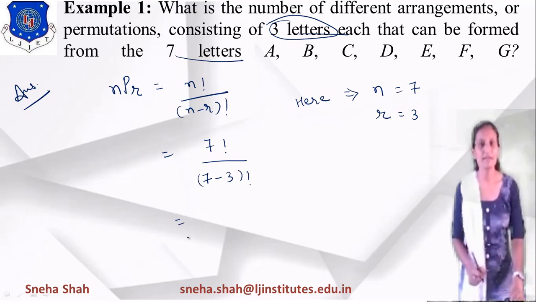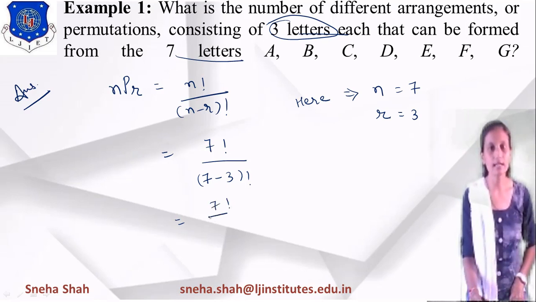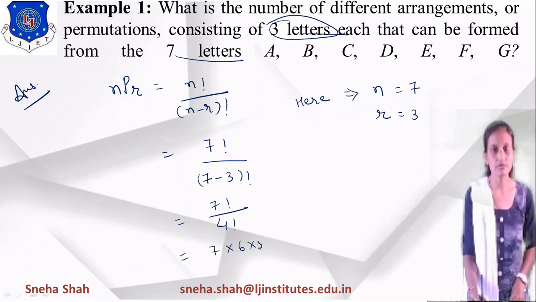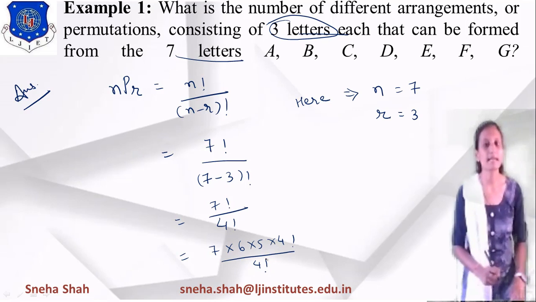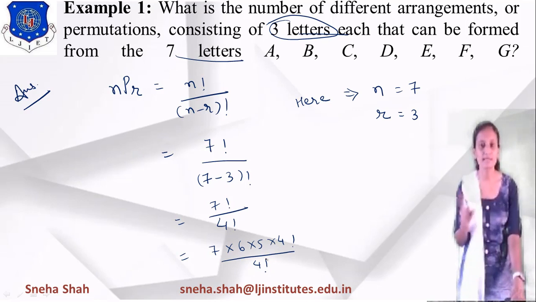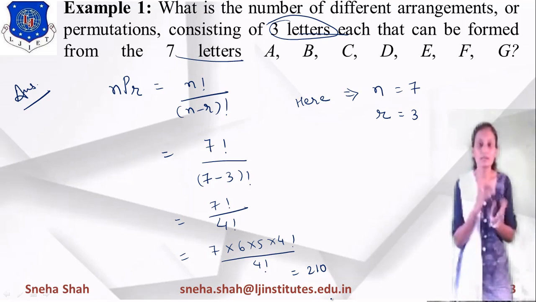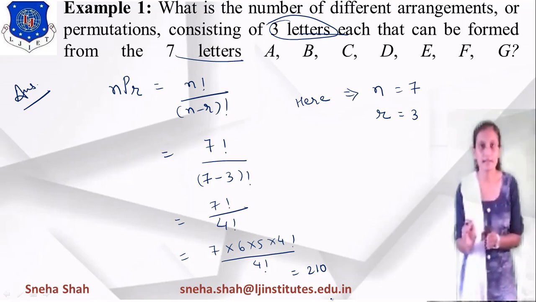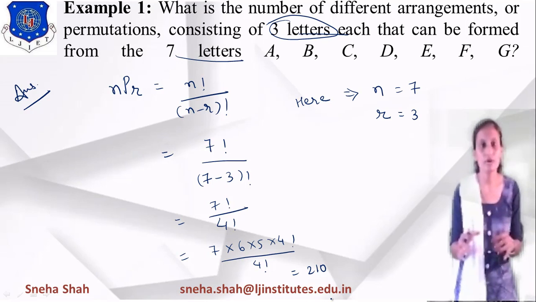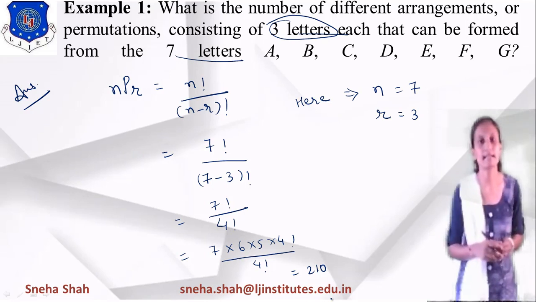Now simplifying this, 7 factorial upon 7 minus 3, which is 4 factorial. The term will be 7 into 6 into 5 into 4 factorial, divided by 4 factorial. Now this 4 factorial cancels out, so the term will be 7 into 6 into 5, and the answer is 210. So there will be 210 different arrangements. By using this, from the 7 letters we can arrange 3 letters.